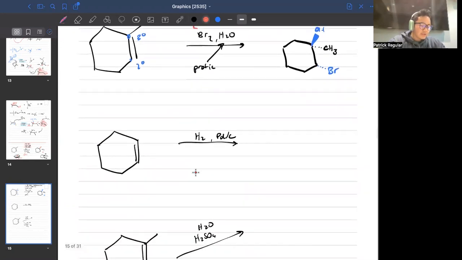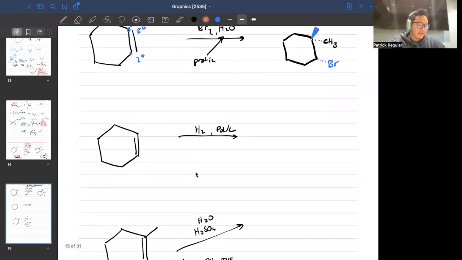Let's move on. H2, Pd/C. Well, it adds H and H, two H's across a double bond. Two, it's an addition. It's a concerted reaction. Not only is it concerted, is it Markovnikov or anti-Markovnikov? Yes and no, because it's the same atom, two hydrogens. It doesn't matter which one's Markovnikov or not.